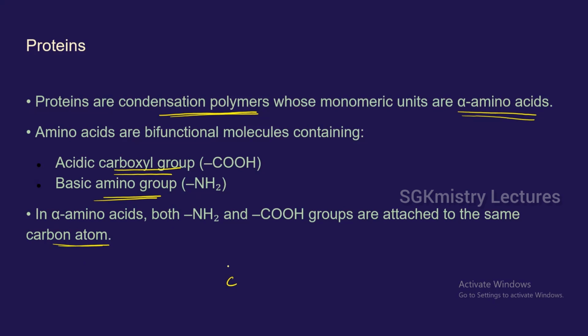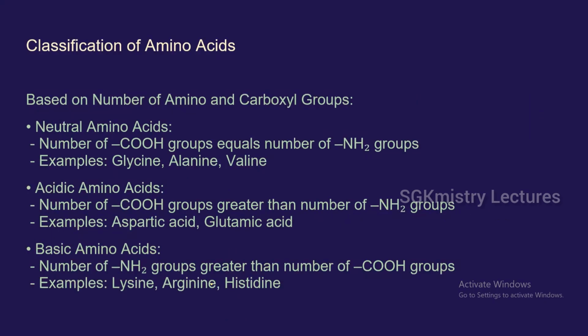For example, if I write the general structure of these amino acids, NH2 and COOH will be attached to the same carbon atom, and one will be the R group. It can be anything, the side chain that is there. And along with that, there will also be one H atom. So this is the general structure of the alpha amino acids. Now, talking about the classification of amino acids, which is very, very important: one way you can classify them is based on the relative number of amino as well as carboxyl groups.